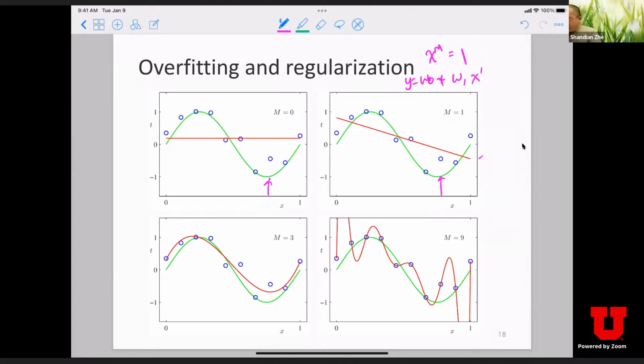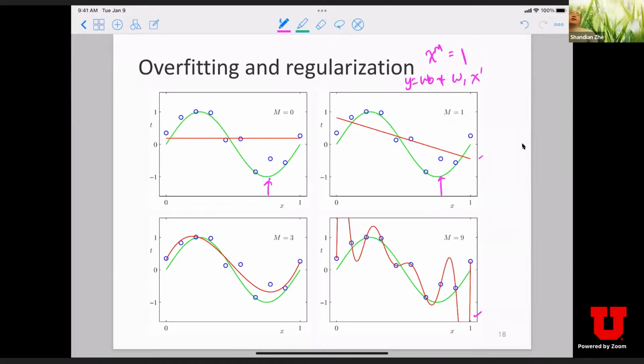Now, if we keep increasing m, suppose m now equals 9, the red curve, which is learned by our maximum likelihood estimation, shows that it fits the training data 100%, right? You can see that it goes through every training point. However, this curve is far from the ground truth, very different from the ground truth. So this is a typical overfitting behavior, right?